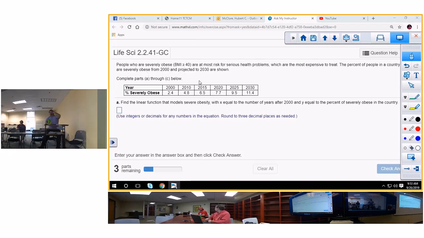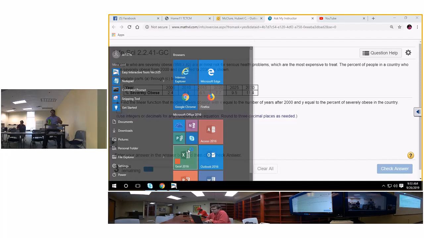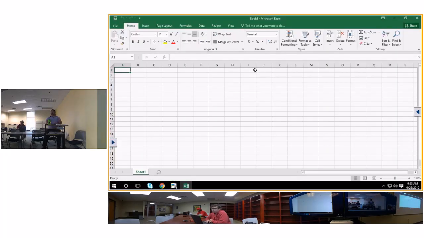People who are severely obese, BMI over 40, are at most risk of dying, and are the most expensive to treat. The percent of people in a country who are severely obese from 2000 and projected to 2030 is shown. Find the linear function. Now, this is the way I'm going to show you how to do this. Have I showed y'all Excel? I don't know, because I go back and forth with students. I hope I have. That's what I would suggest on this one.